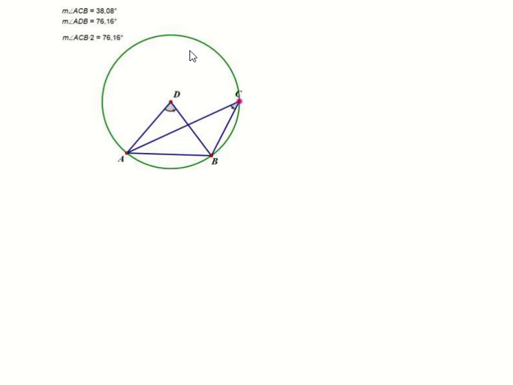We investigated the size of angle C and we found it's 38,08 degrees, and we measured the angle D and we found it's 76,16 degrees, and we multiplied angle C by 2 and it is equal to angle D, meaning that angle D is twice the angle C. So now we want to prove that algebraically.